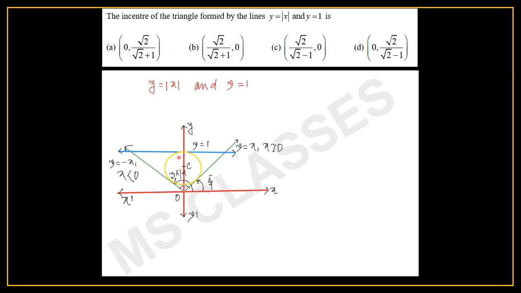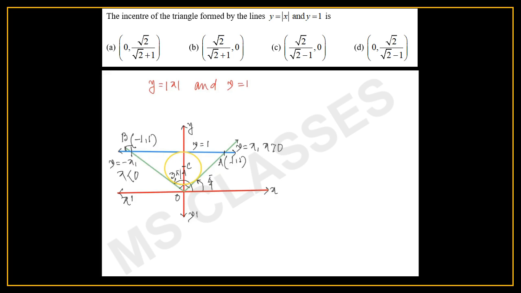Now, how can we find the radius here? We know that inradius equals area of triangle by S. Here, this point is (1, 1). Why (1, 1)? Ordinate is 1 because it is the intersection of the line y equal to 1 and y equal to x. Since y is equal to x, that will be (1, 1). Similarly, this point will be (minus 1, 1). The ordinate is 1 because it is lying on the line y equal to 1. And here it is given y equal to minus x. Now, after we have got the vertices, we mark this as A, this as B.